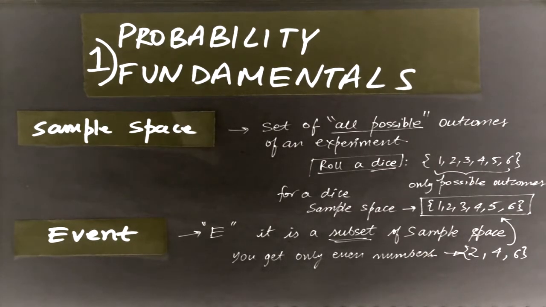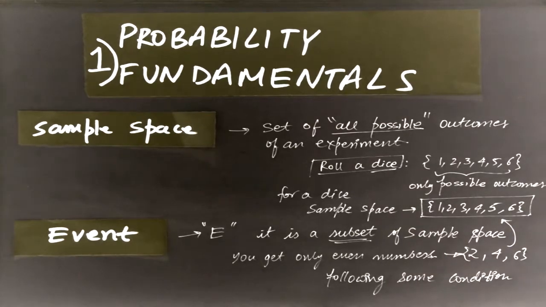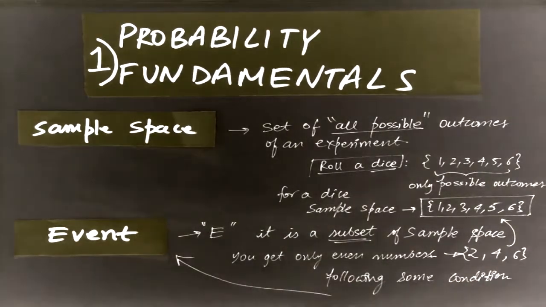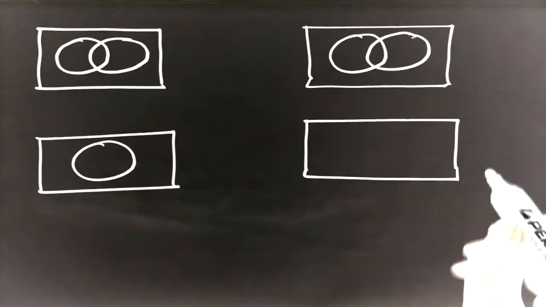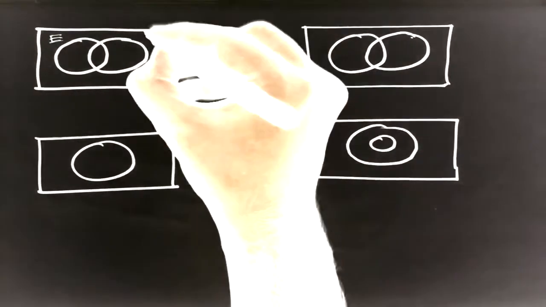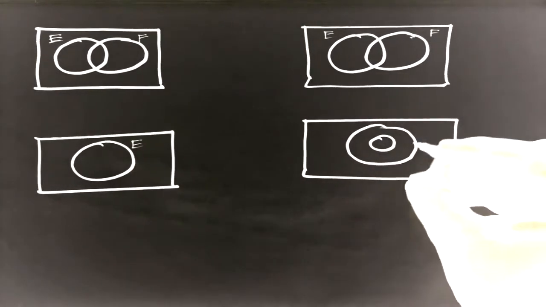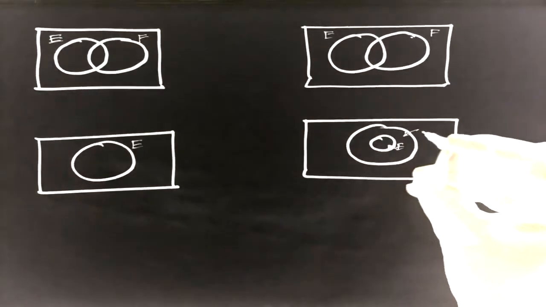So such a subset from a sample set, following some rule or condition, is known as an event. Now we will understand some terms such as union. This is event E and this one is event F.